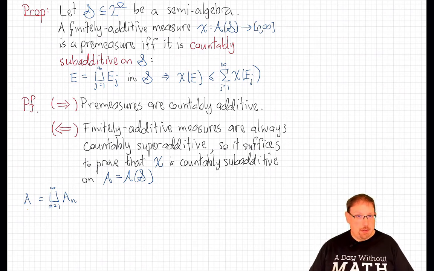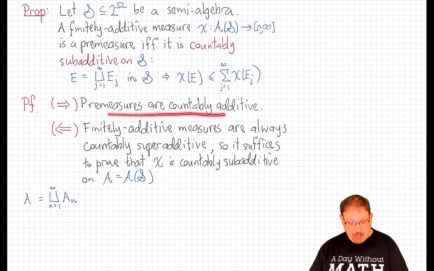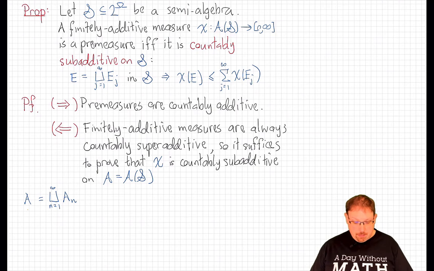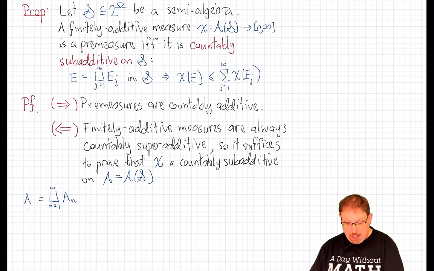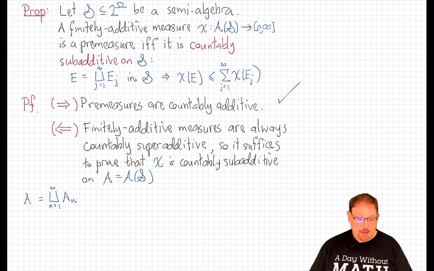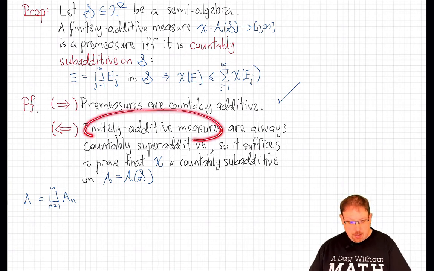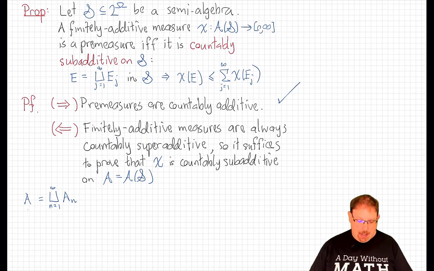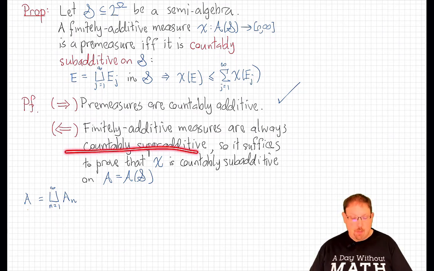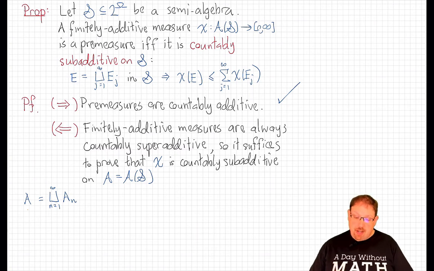So the forward direction here is quite immediate. Premeasures are countably additive on the full algebra, and therefore they're countably additive on the subset S, and therefore they're certainly countably subadditive. For the converse, as we showed in a previous lecture, finitely additive measures are always halfway there to being countably additive. In particular, they're always countably superadditive. And so it suffices to prove that this finitely additive measure is countably subadditive on the field, on the algebra generated by S. So that's what we need to do.